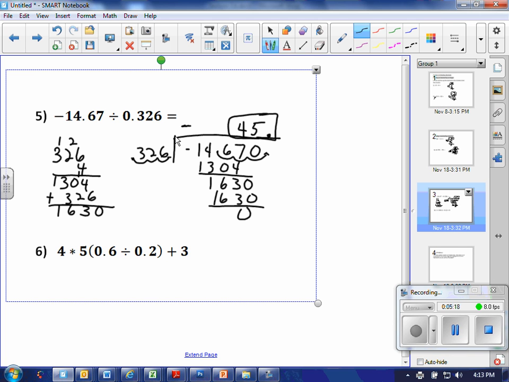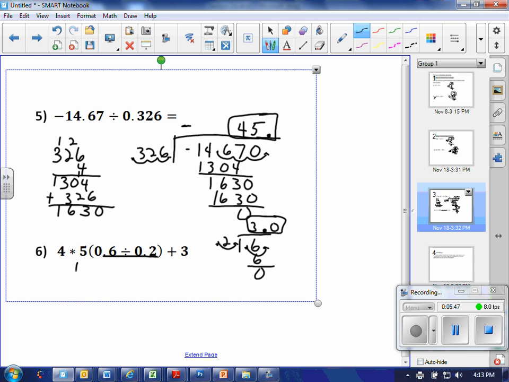Okay, next one. Again, order of operations, I need to do this first. So off to the side, I'm going to do 0.6 divided by 0.2. Move the divisor's decimal, create a whole number, move it, raise the roof. Now I just have 2 goes into 6. How many times? It would be 3 times. So now 3 times 2 is 6.0. You could do 3.0 or 3. 3 would be my answer for that.